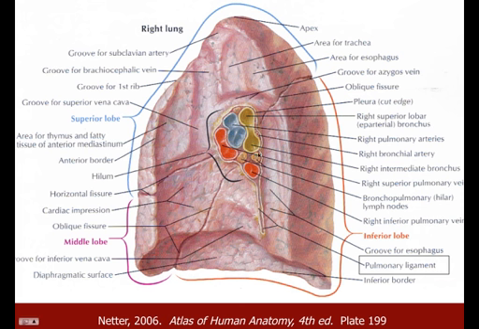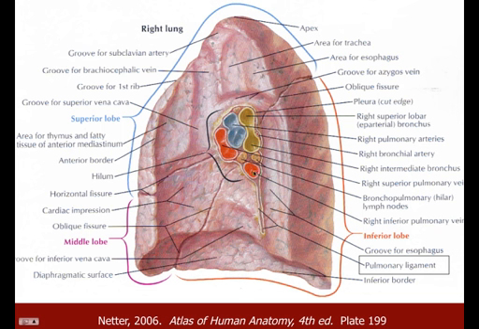Okay, this is considered the root, right? So here are all your structures of the lung. You're looking from medial to lateral, so you're looking from near the heart out laterally. This is the interior surface of the right lung.